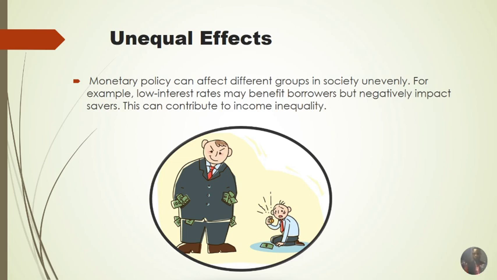So when you lower interest rates, what happens? Borrowers benefit a lot, but the savers lose on their savings, and a greater percentage of the population are small savers, those who have savings in their banks. They're going to be affected, which is going to cause an unequal effect on society, widening the gap and increasing income inequality.